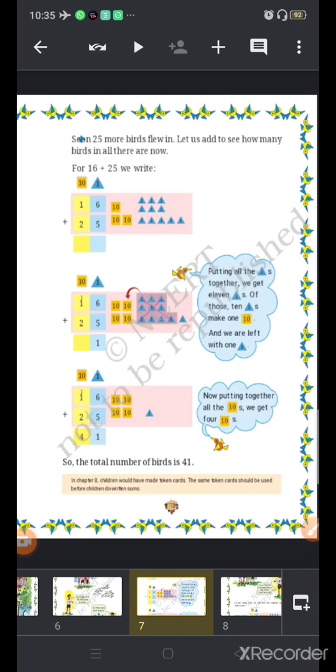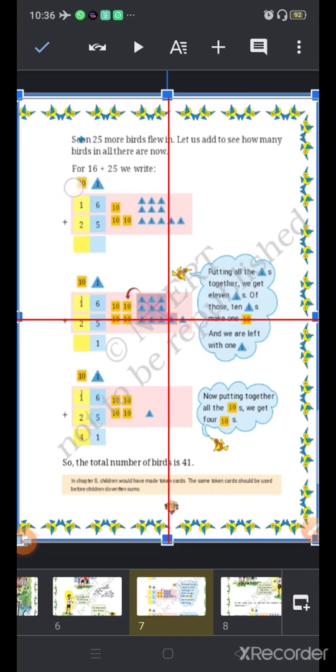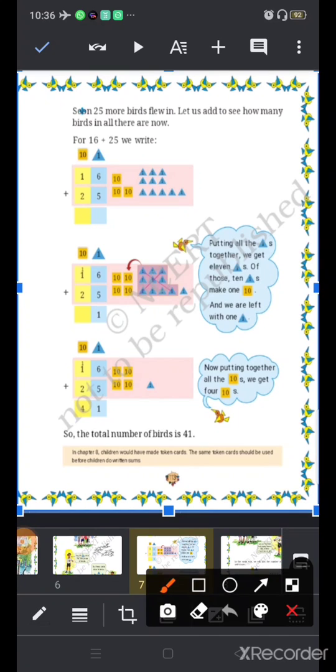What is given on the next page? Soon 25 more birds flew in. Let us add to see how many birds in all there are. Here 16. How many more birds? 25 more birds. So this one is showing this card, and this 6 number is showing these triangular cards.